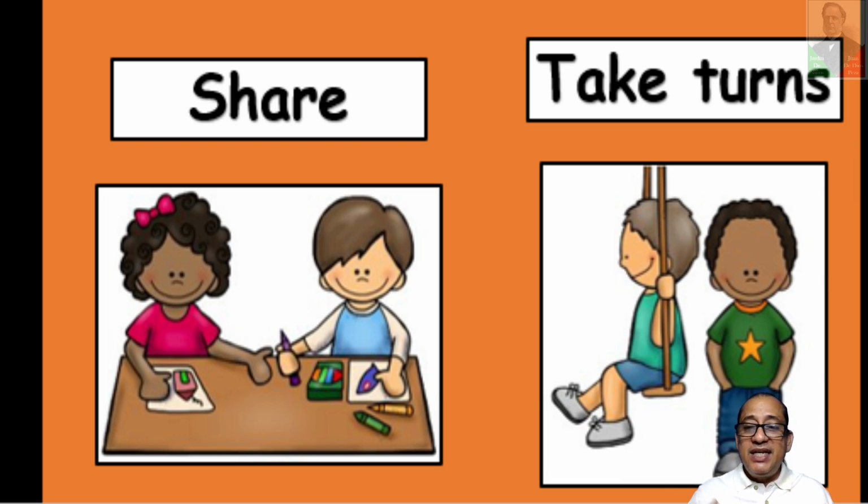Repeat, please. Take turns. Say it again. Take turns. One more time. Take turns. Very good. Now say it fast. Take turns. Great. Take turns and share are good choices. Good behavior. Buen comportamiento, buena elección. Okay? Great.